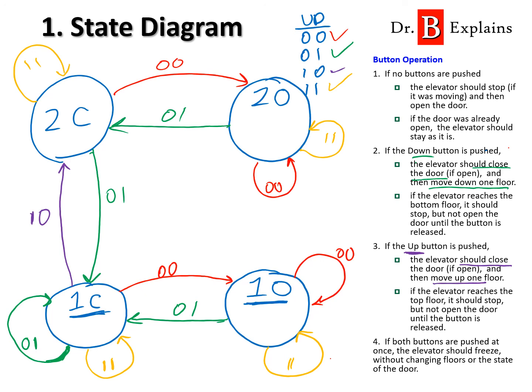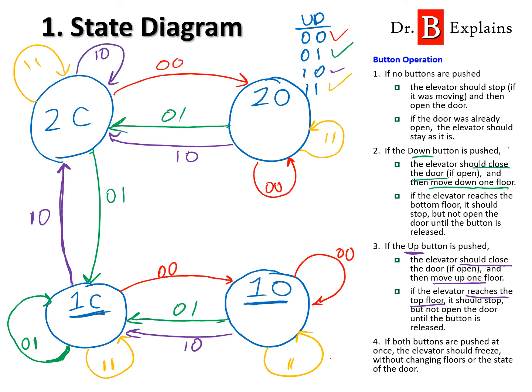Okay, so we're going to do the purple ones, and so we're going to close the door. We're going to move up one floor, and also if it reaches the top floor, it just stays there. So we're gonna do this, and that's the 1, 0.